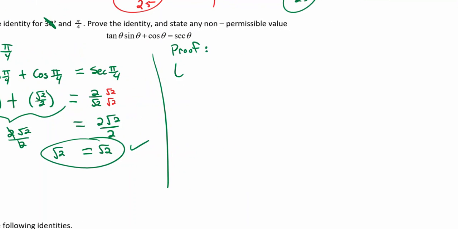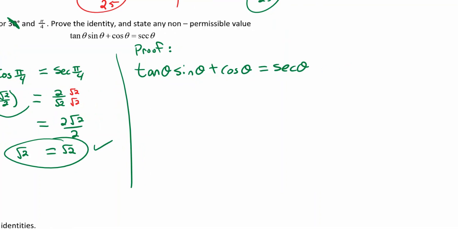Okay, so I'm going to write it out again. So we've got tan of the angle times sine of the angle plus cos of the angle is equal to secant of the angle. All right, so let's play around with this. Let's rewrite now the tan in terms of sine and cos. So that would be the same thing as sine theta over cos theta times sine theta plus cos theta. And let's rewrite the secant as 1 over cos theta.